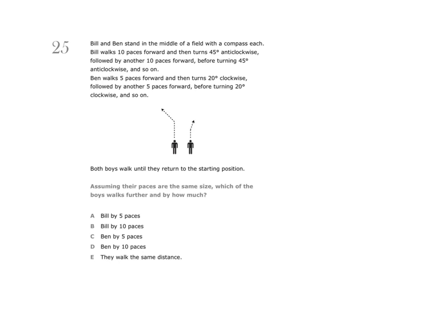25. Bill and Ben stand in the middle of a field with a compass each. Bill walks 10 paces forward and then turns 45 degrees anti-clockwise, followed by another 10 paces forward before turning 45 degrees anti-clockwise, and so on.